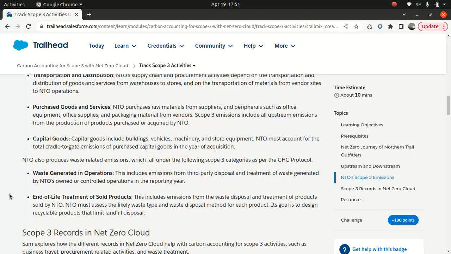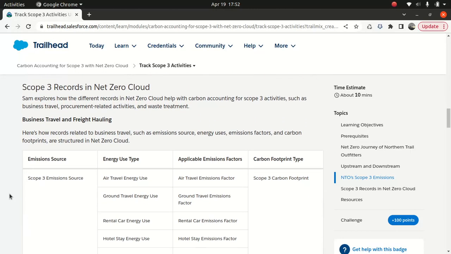Let's say you're in the textile industry, you will generate waste. Or if you're a meat processing industry, there will be waste. This waste goes to the landfill and then causes emissions. So the waste generated in operation is one of them. Then there's end of life treatment of sold products, like your generators and cooling equipment. So when you talk about scope three records in Net Zero Cloud, you can use energy use type, applicable emission factors, and carbon footprint type.